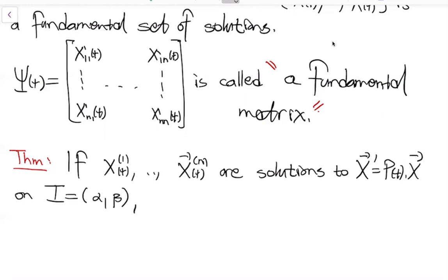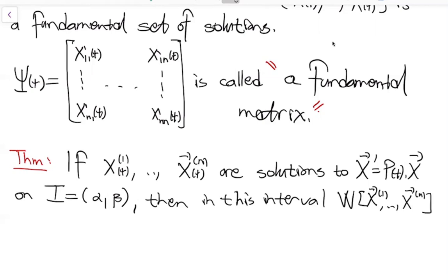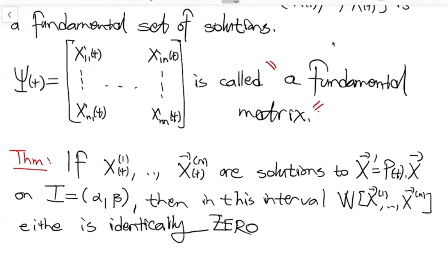Let me state the result first. In this interval, the Wronskian either is identically 0 or never vanishes. So this means the following.